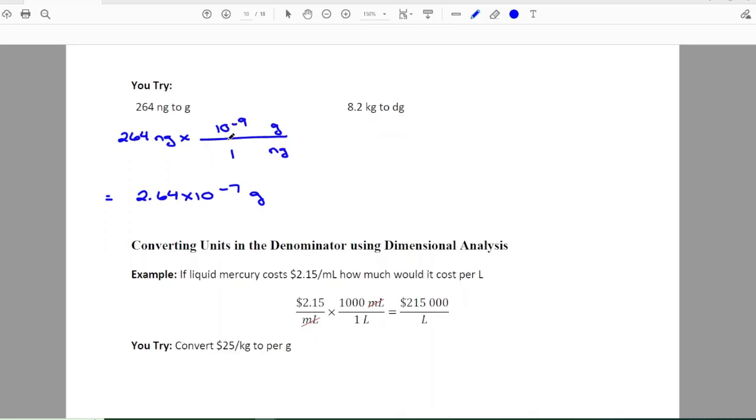You could have also done 1 gram is, I don't know if I know my powers of 10, billionth of a gram, whatever it is. So you could put 1 over however many zeros that would be.